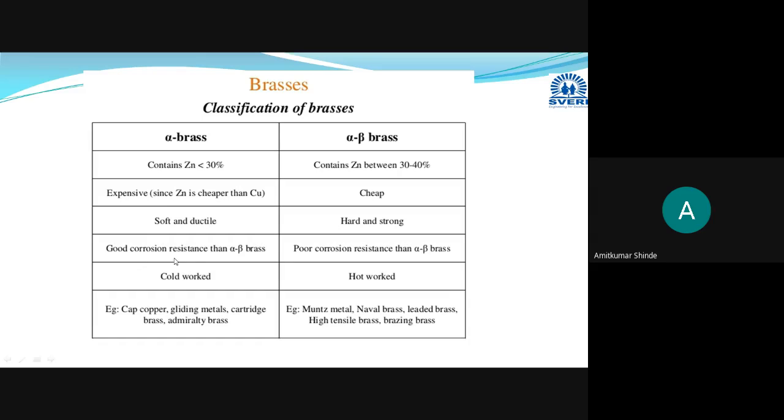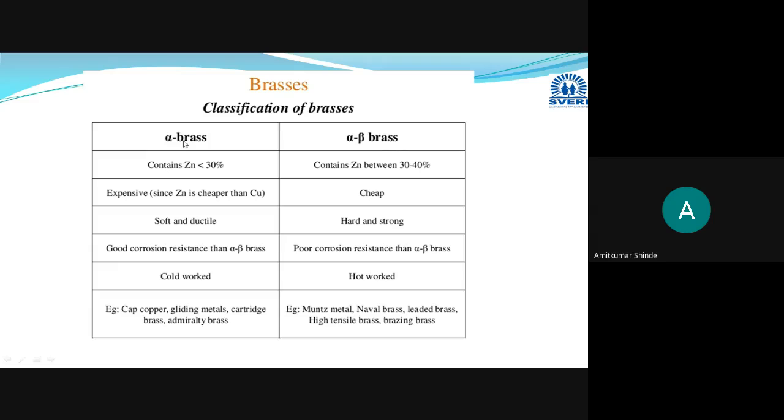Then it will provide you good corrosion resistance, and it will have better corrosion resistance as compared to alpha beta brasses. Okay, alpha beta brasses will also show corrosion resistance, but as compared to alpha brasses, its corrosion resistance will be poor. Now, as it is soft, malleable, and ductile, you can do cold working operations on this alpha brass. And as these alpha beta brasses are hard and strong in nature, you have to do hot working operations to give the exact shape and size to that particular material.